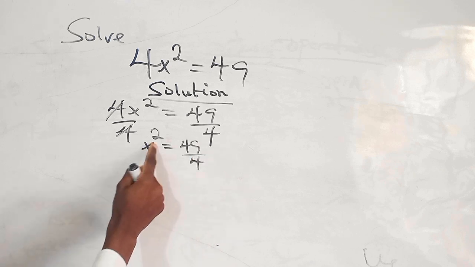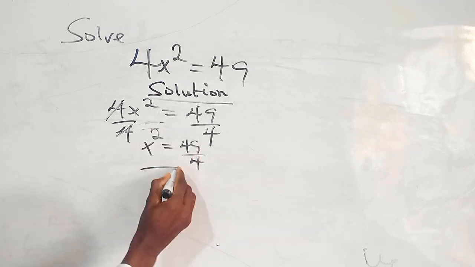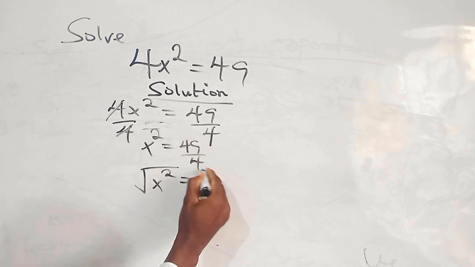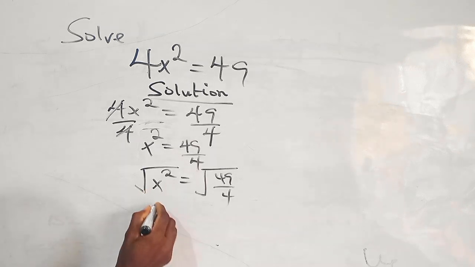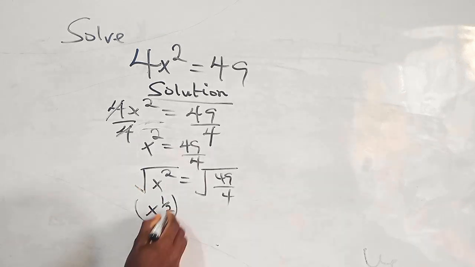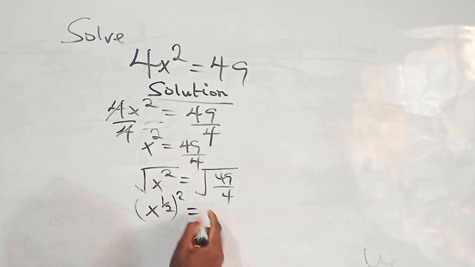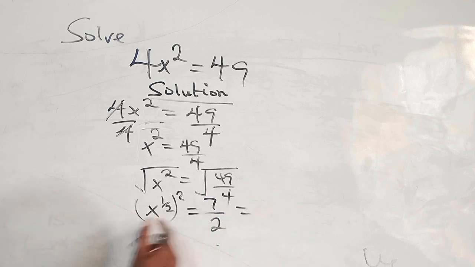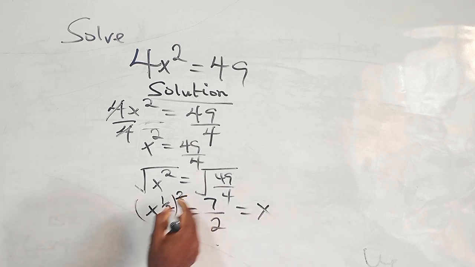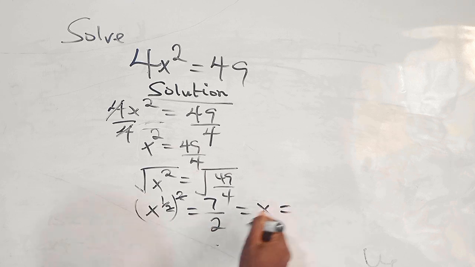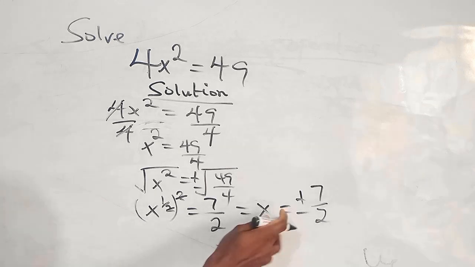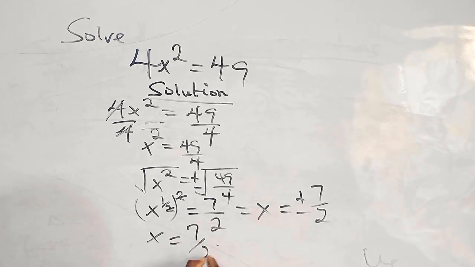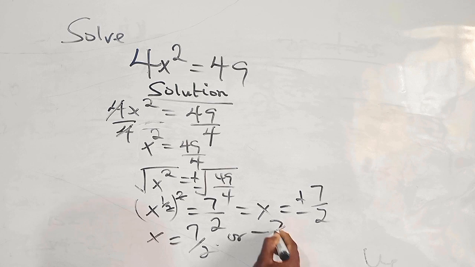But to take care of this square, we take the square root of both sides. Square root of x squared equals square root of 49 over 4. This one is set as saying power half, times 2, equals square root of 49 is 7, square root of 4 is 2. So from here I have x, plus or minus 7 over 2. So my x can either be 7 over 2 or minus 7 over 2.